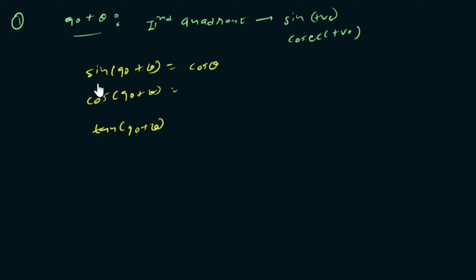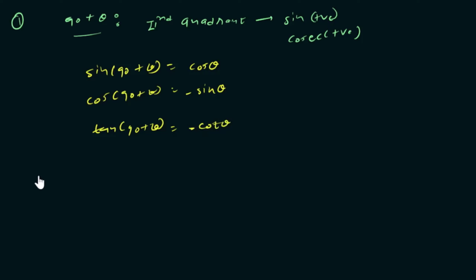We change sine to cos, the reason being that here is 90. Now cos will be converted into sine, and you can just put theta, but cos is negative in the second quadrant, so there will be a negative sign. Tan will be converted into cot theta, but the sign will be negative.